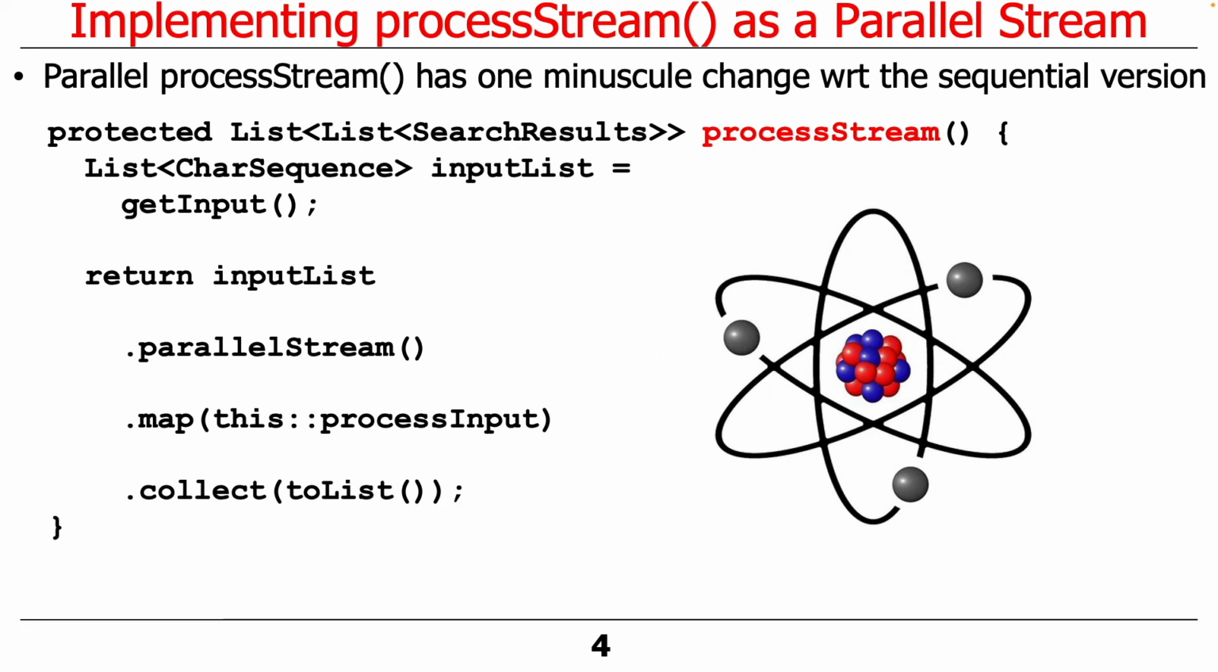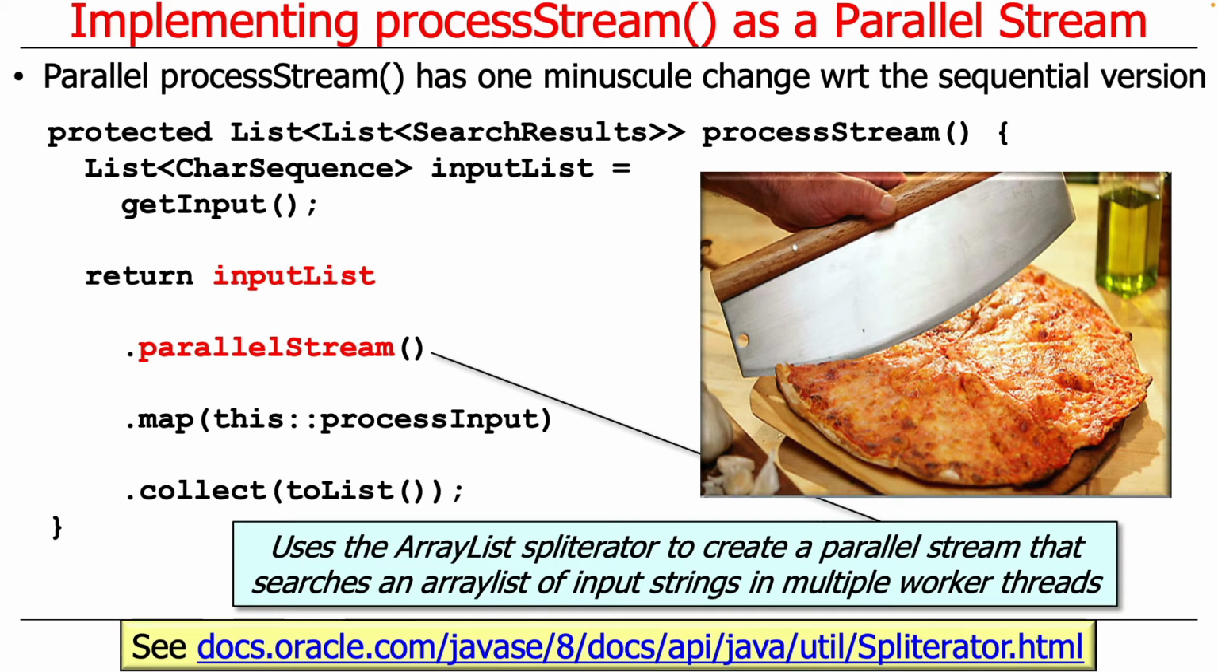So this is the implementation of process stream. We'll look at process input in a second. And one of the things to note here is that there's one minuscule change compared to the sequential version. If you went and looked at the sequential version, you would see it has .stream here, not .parallelstream. That's the only difference in that method.